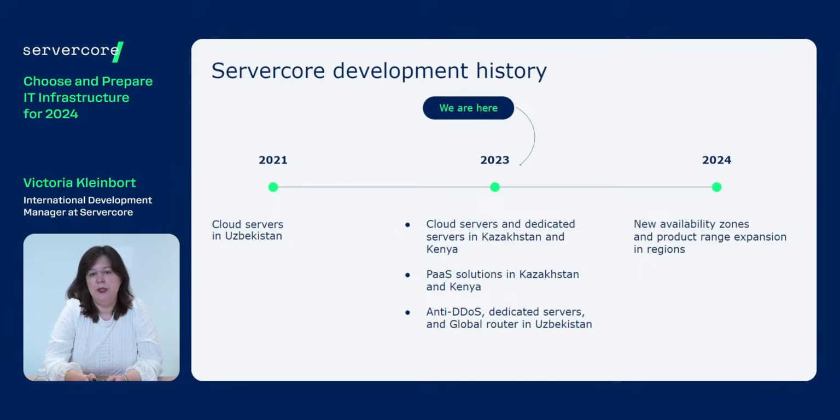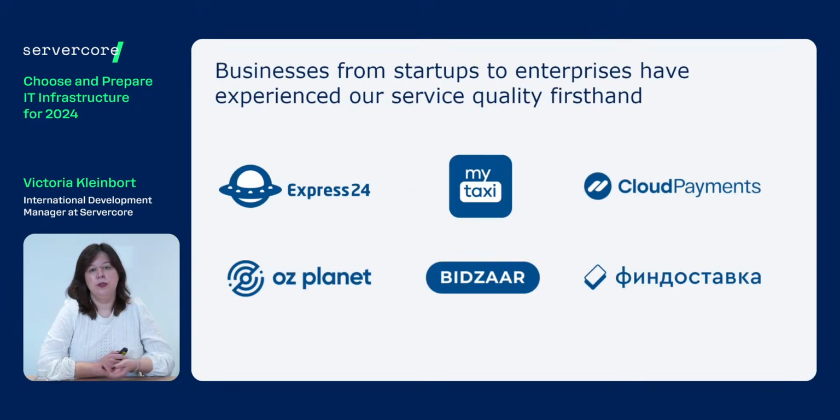In 2023, we've opened 2 new locations: Kenya, which we're launching right now, and earlier this year, we launched a location in Kazakhstan. We will bring PaaS solutions in Kazakhstan and Kenya this October. And also next year, we will be looking for new availability zones, probably in the Middle East and Southeast Asia. So for companies who are planning global expansion and for whom it is important to work with clients from different countries, you might be interested in this as well. So these are some businesses that already work with us as a service provider.